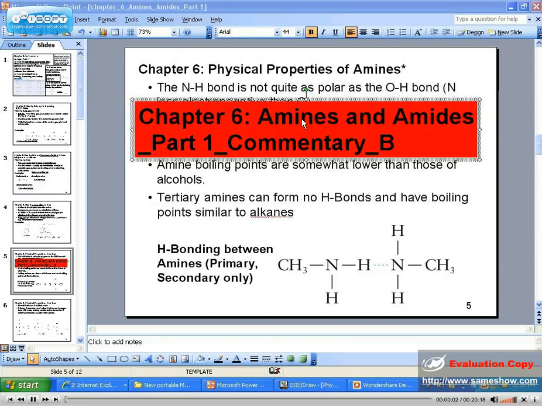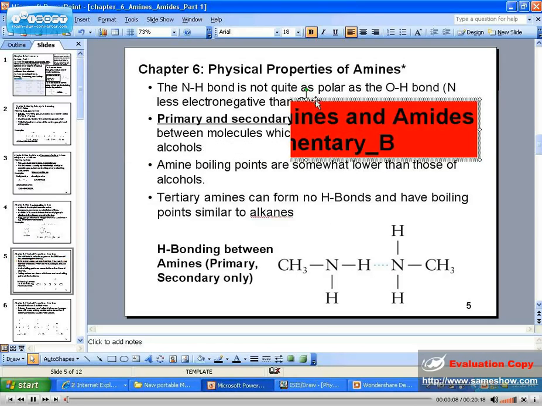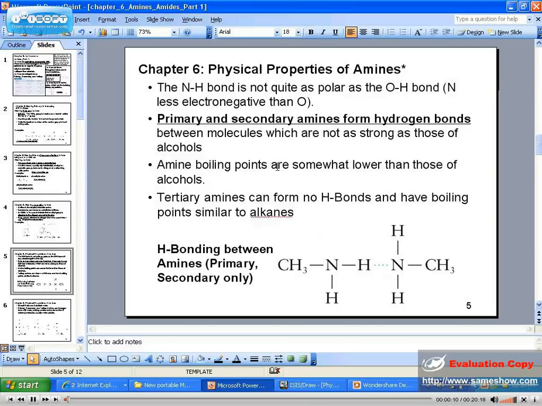Okay, this is the Chapter 6, Amines and Amides, Part 1, commentary. So we're going to continue on. In this case, we'll start off with the physical properties of pure substances.